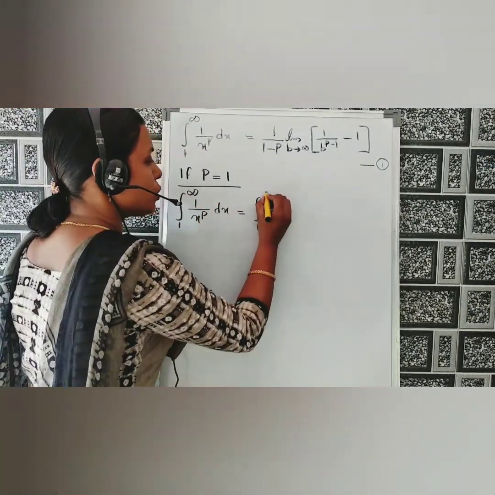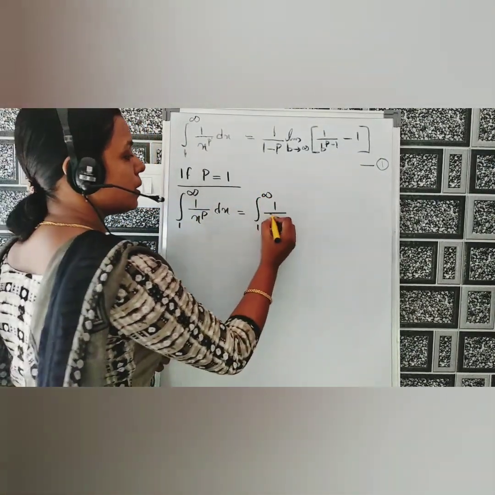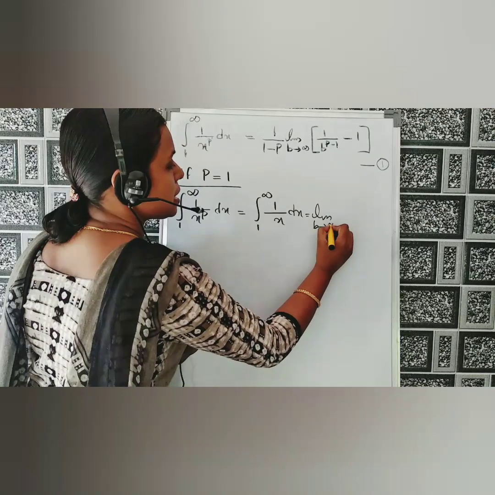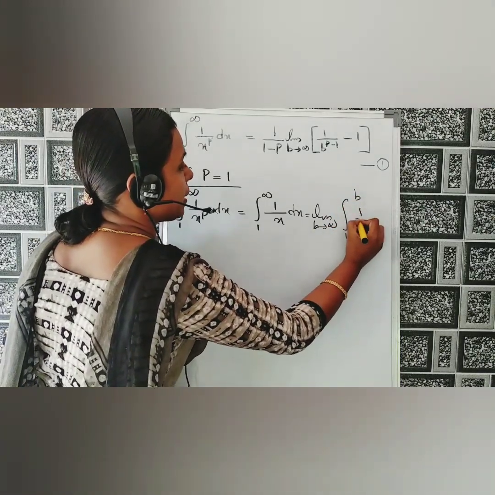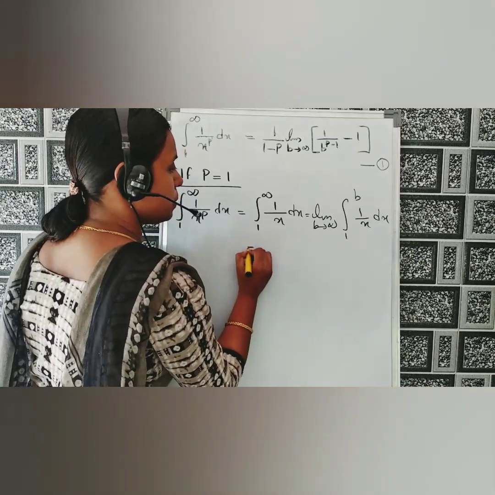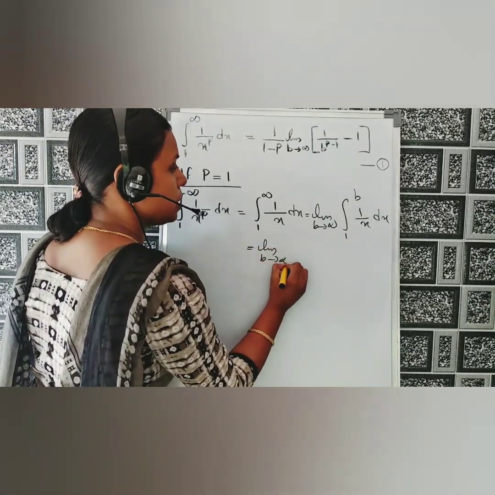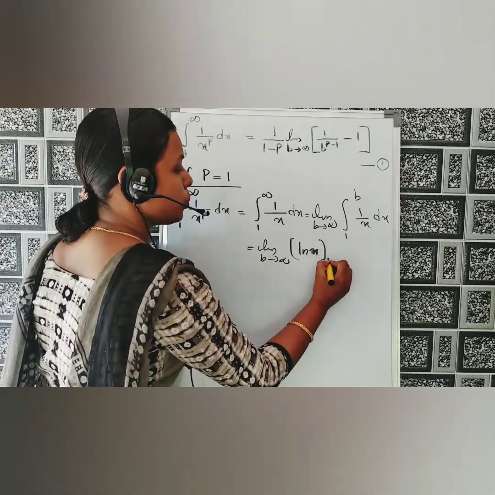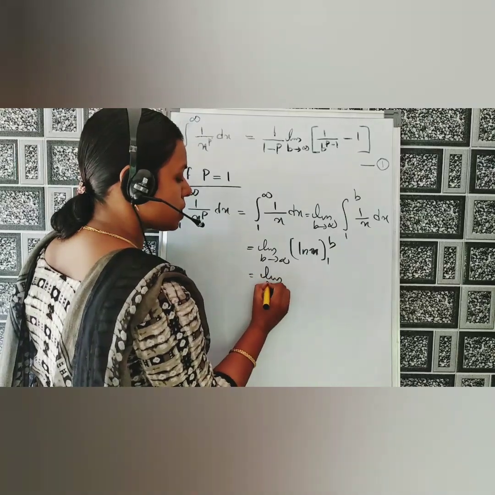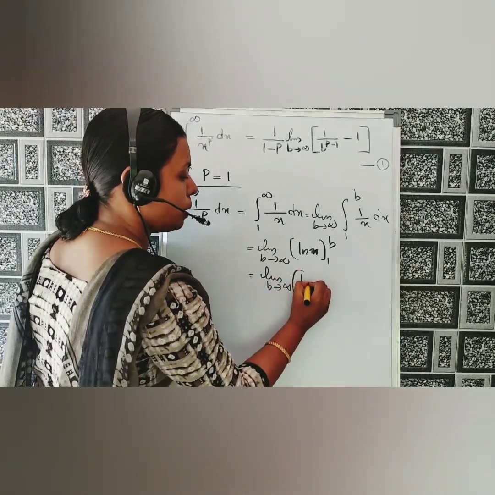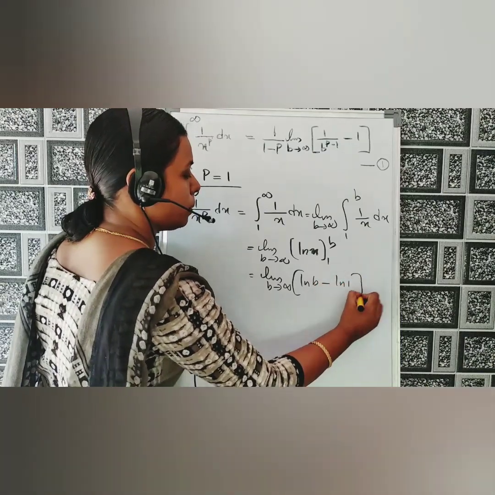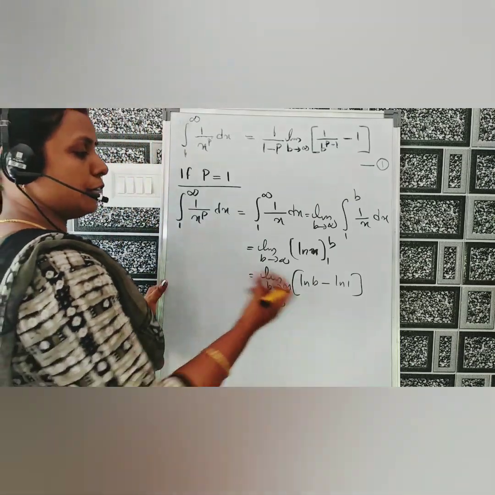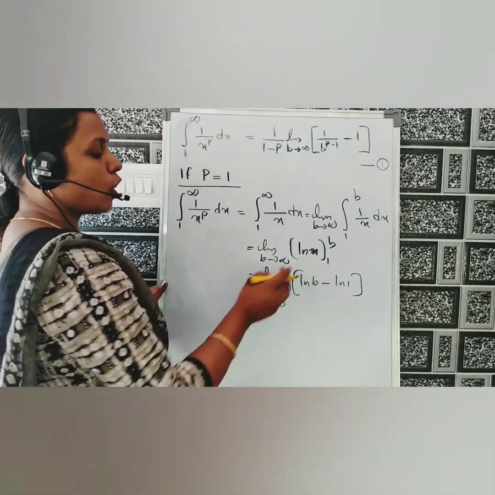Now if p equal to 1, then integral 1 to infinity 1 by x raised to p dx is equal to integral 1 to infinity 1 by x dx, here p is equal to 1. That is equal to limit b tends to infinity integral 1 to b 1 by x dx. Integral of 1 by x is log x. Applying the limit 1 to b, we get limit b tends to infinity log b minus log 1. That is equal to infinity, since log 1 is 0 and limit b tends to infinity log b is infinity.